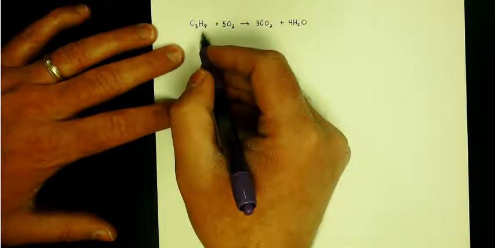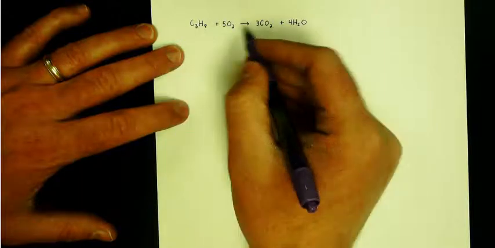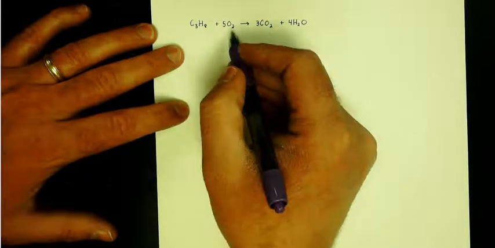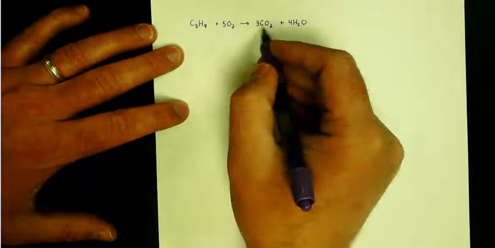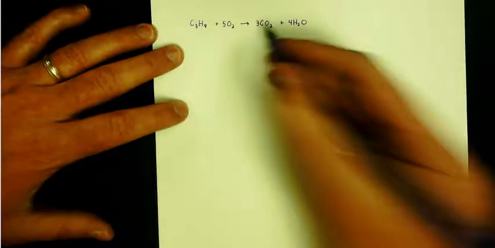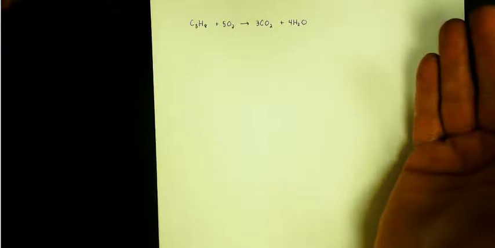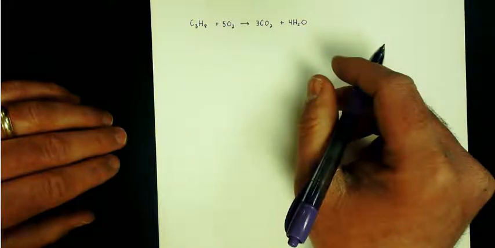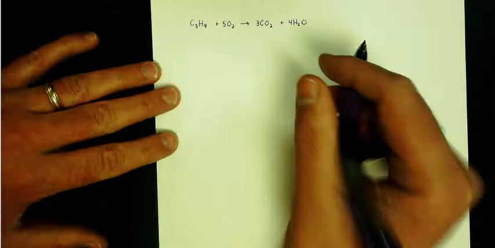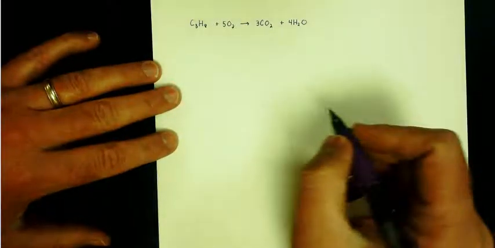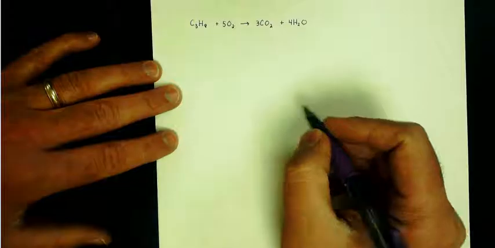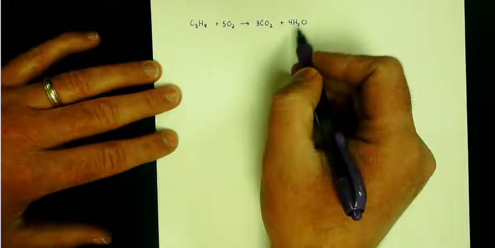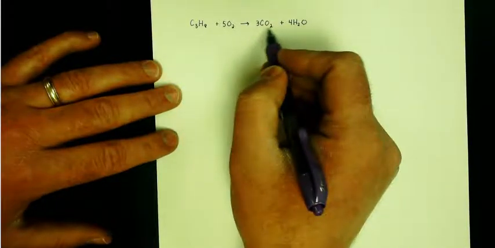We could go from grams of one of these to moles of something else, or moles of one of these to grams of some of these. Really, they're all the same problem. You just use the same conversions. It's just a matter of how many conversions you have to do. So let's try a problem here. Let's predict how much carbon dioxide we're going to make here.